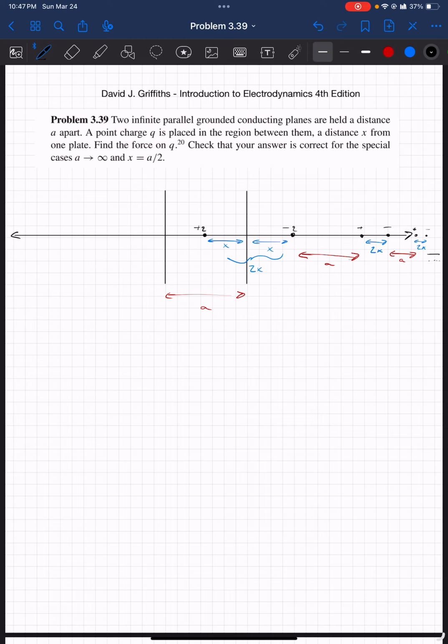And this is repeated on the left side, where a away, we will have another set of negative and positive, which are both 2x away from each other. And this repeats infinitely away from the plane as well on this side.